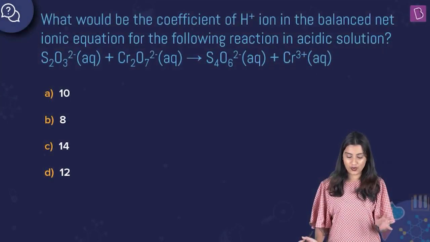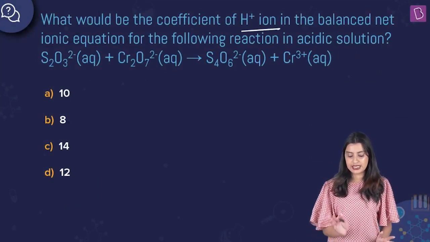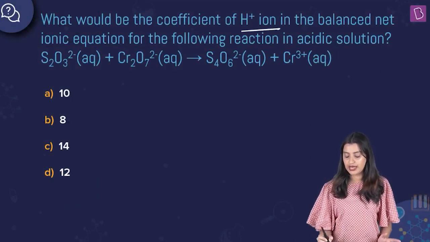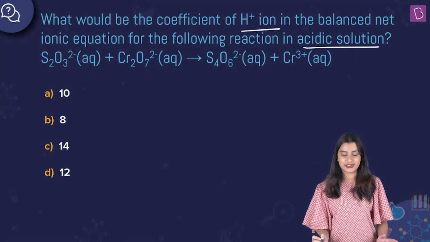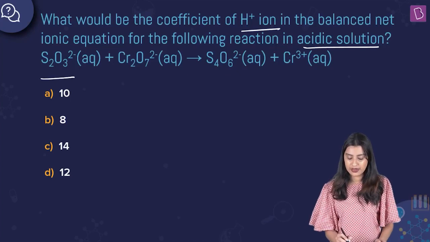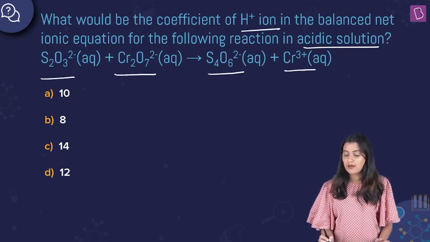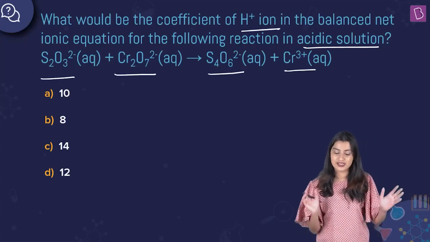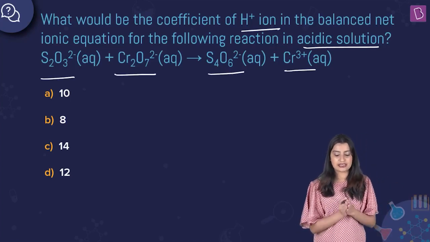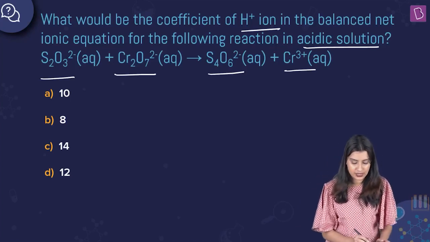Alright, so here they're asking what would be the coefficient of H plus ion in the balanced net ionic equation for the following reaction in acidic solution. The reaction is S2O3 2- plus Cr2O7 2- gives you S4O6 2- plus Cr3+. This is the reaction given to you. You need to balance it in acidic medium. So let's go ahead and start with it.